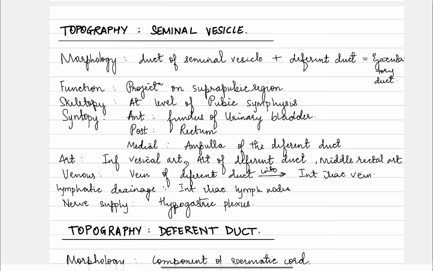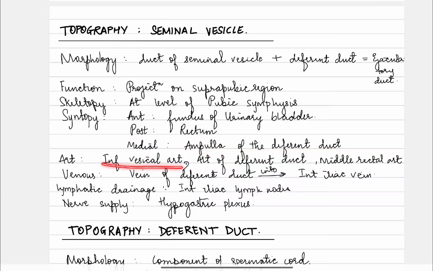Topography of seminal vesicles. Morphology is duct of seminal vesicles plus duct of deferens, it thus forms ejaculatory duct. Projection on suprapubic region at the level of pubic symphysis. Syntopy is anterior, posterior, medial. Anteriorly, there is fundus of urinary bladder, posteriorly rectum, medially ampulla of the deferent duct.